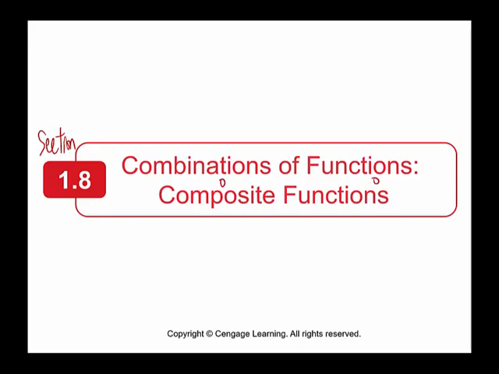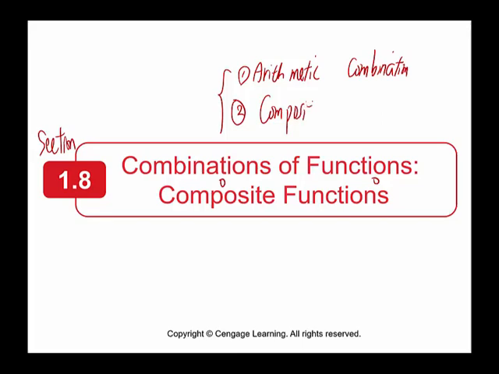Combination of functions. We have arithmetic combination and then composite functions. So two major categories: arithmetic combination. Second major category is composite functions.